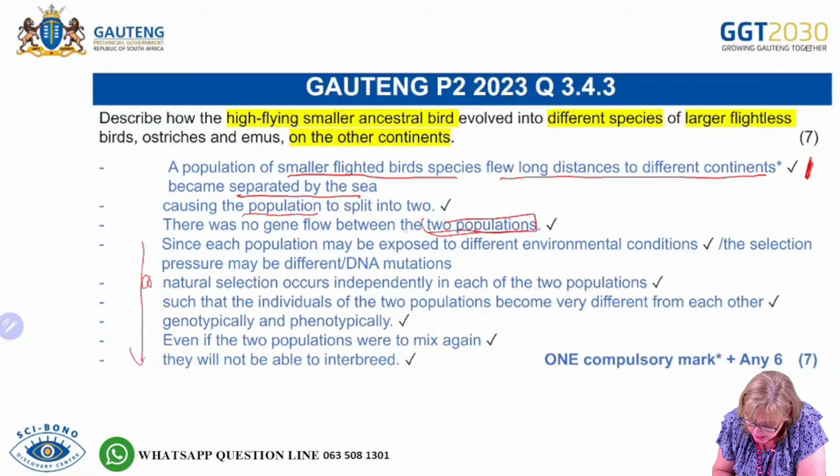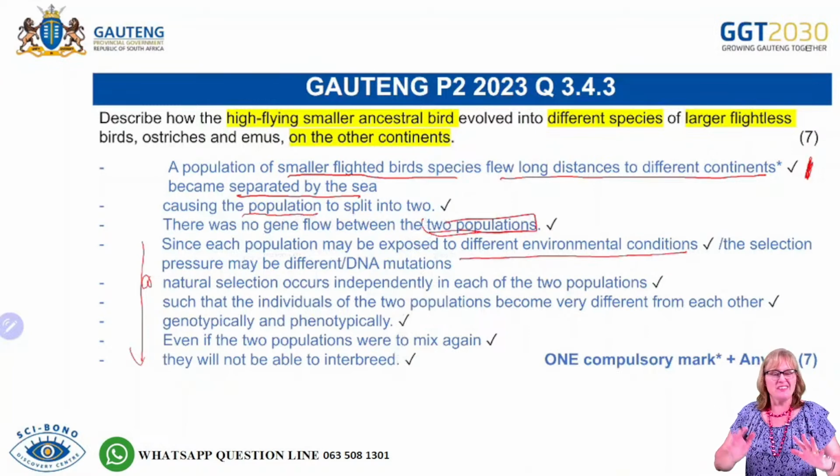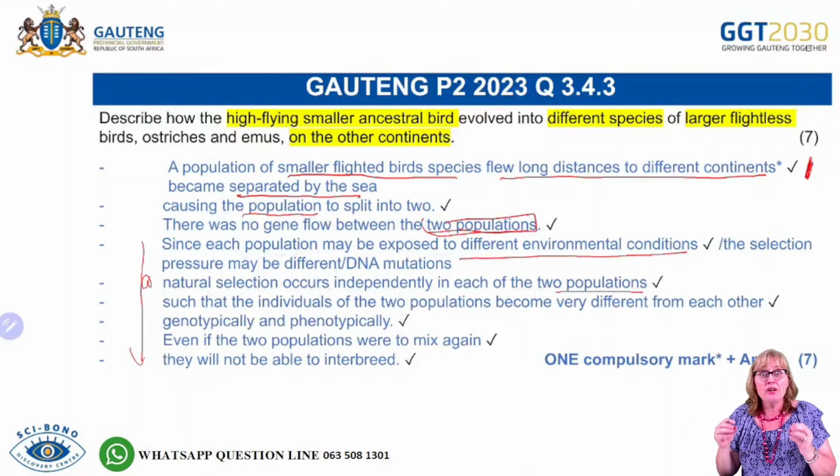The speciation is coming here now. Each population is being exposed to different environmental conditions. This is a generic one. This is a recipe, a generic mark that you can get if you know the recipe of speciation. Or the selection pressure may be different, or there are DNA mutations. Natural selection occurs independently in each of the two populations. Generic again. If you know the recipe, you get a mark there. These are easy marks and you didn't get them.